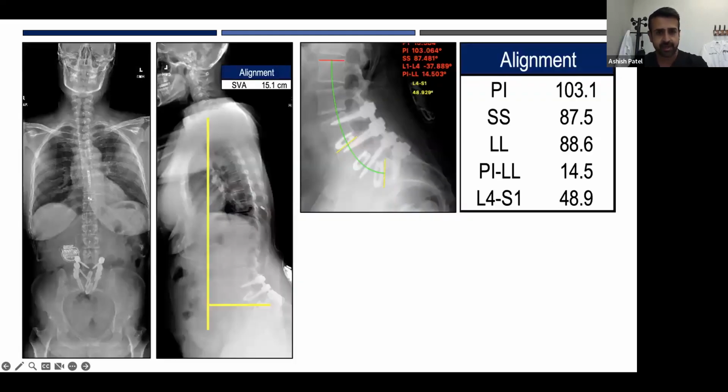Here are standing films. You can see that SVA around 15 degrees. And what's interesting is that she has an almost vertical sacral slope now with a pelvic incidence of 103. So she wants something done. She's failed conservative treatment. She knows she's young. She doesn't want to live the rest of her life in this position. So what are we doing?